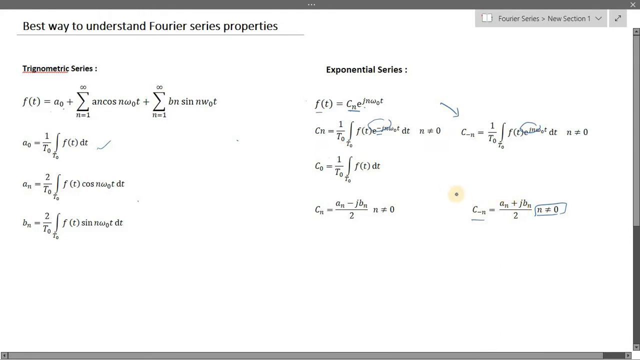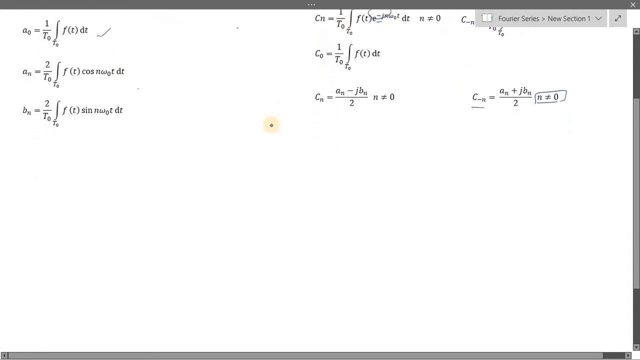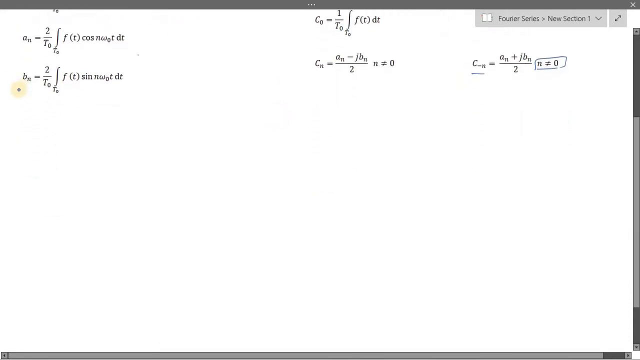Now let's move on to the properties that are much more important. So let's move on to the properties of exponential Fourier series. The very first property of exponential Fourier series that you should remember is that when your f of t is a real valued function, at that time your f of t will be equal to f conjugate of t.